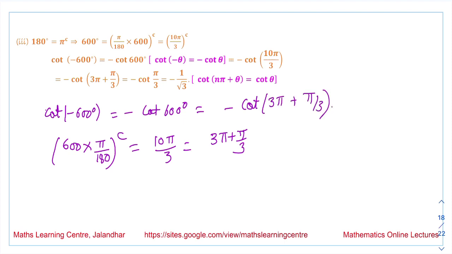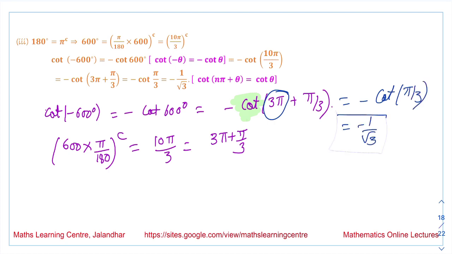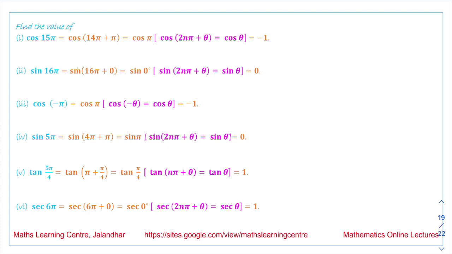The period of the cot function is pi. So the 3 pi is gone, and we are left with minus cot of pi by 3. So the answer we obtain is minus 1 by square root 3. Next we have to find the values of these functions.